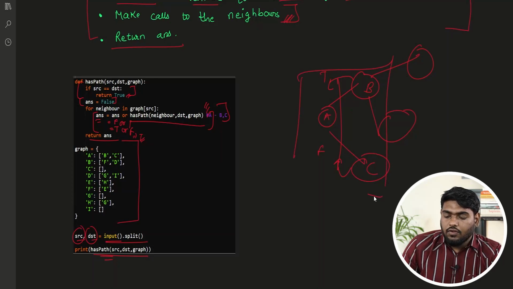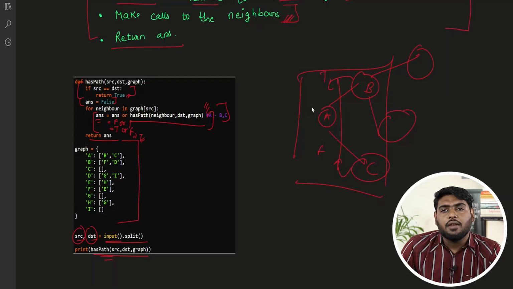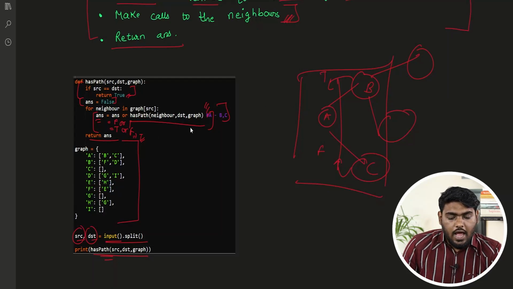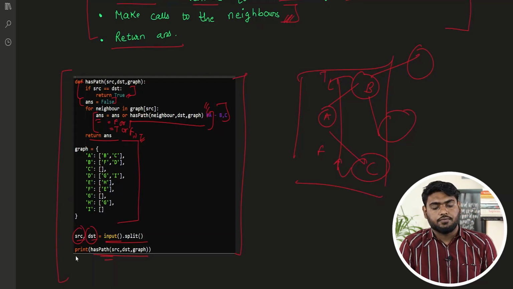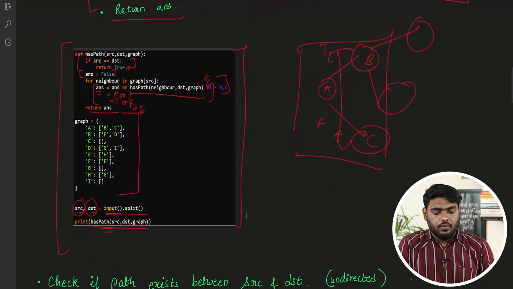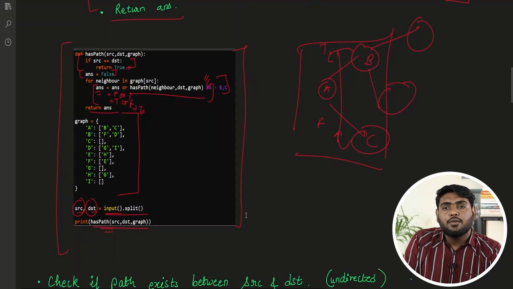I've taken this scenario of A, you can take any scenario of any node. Only this is the thing that will be happening internally. Okay, I hope you have understood this question now. Let's try to run this question. Let's try to run this code.